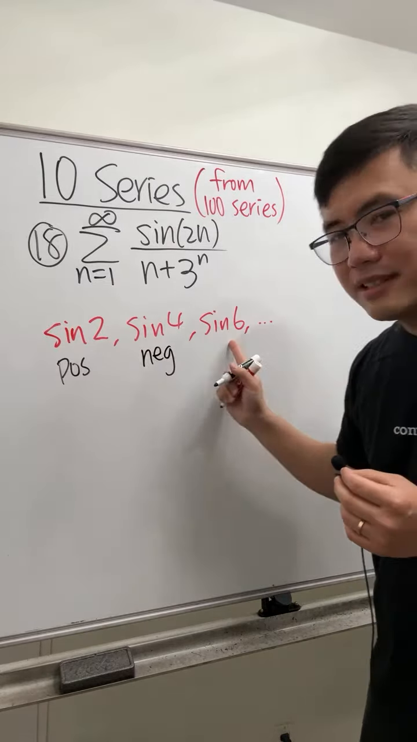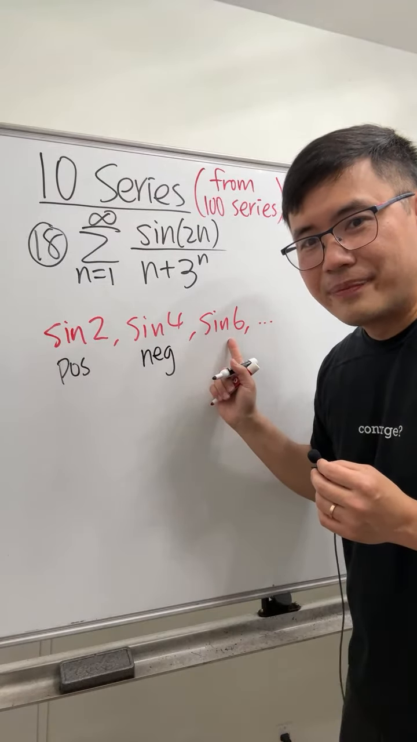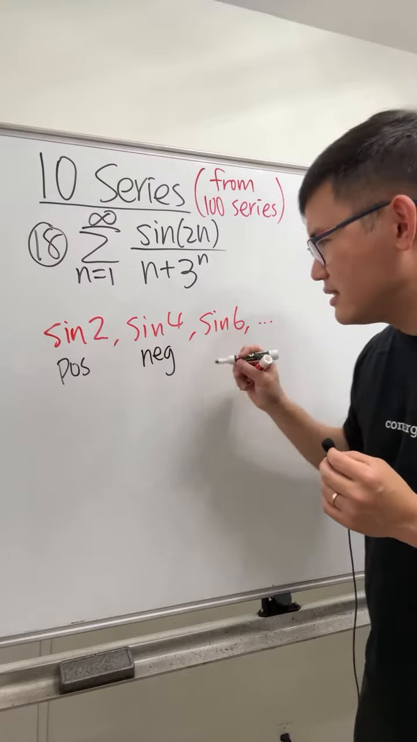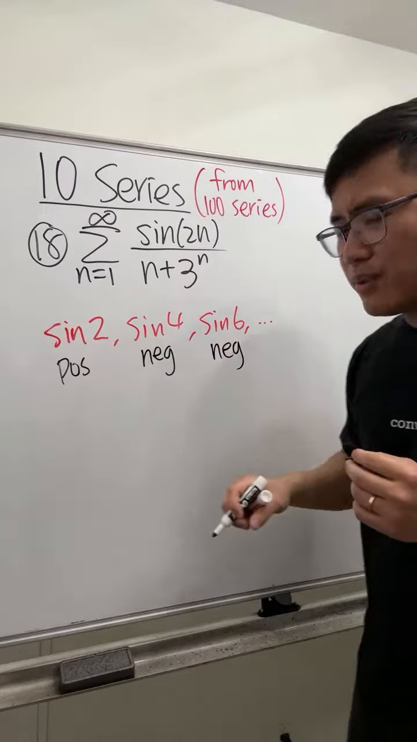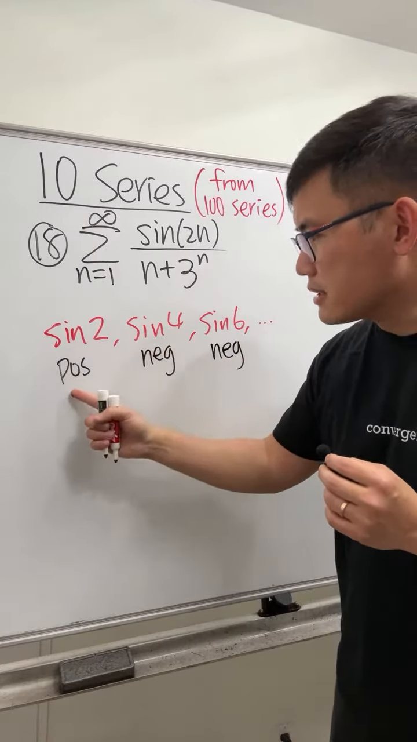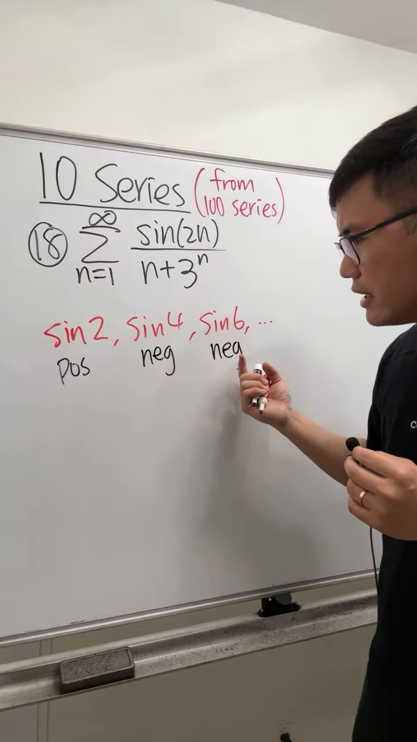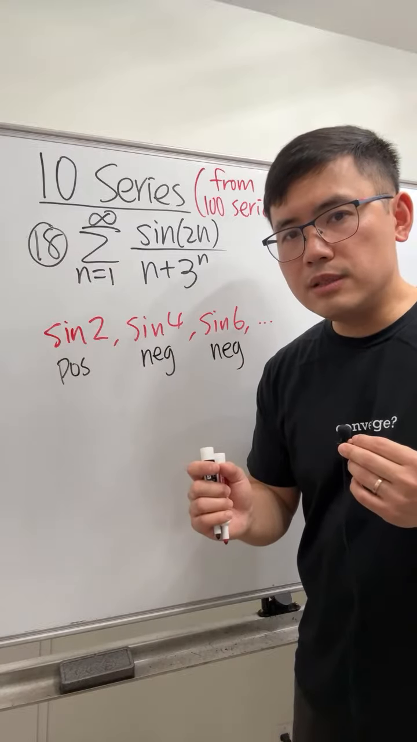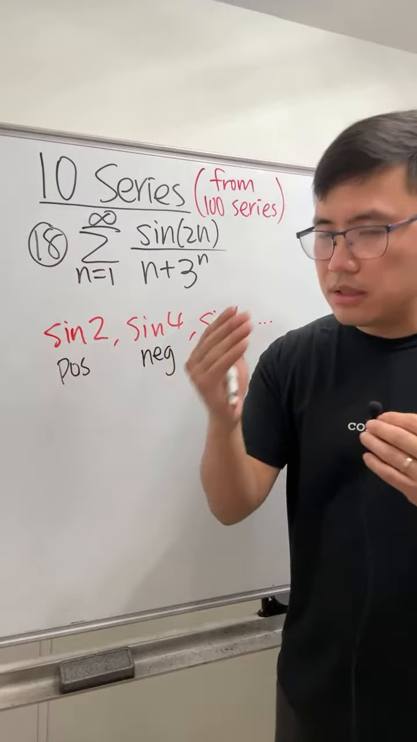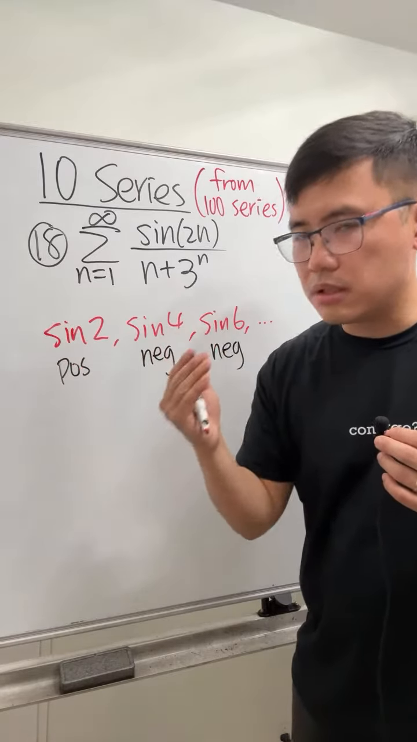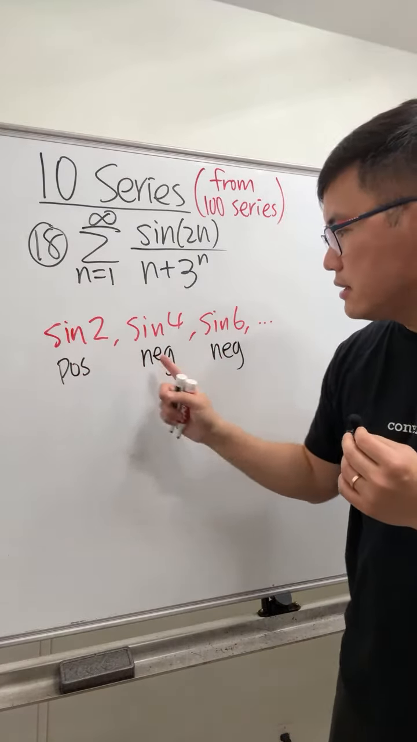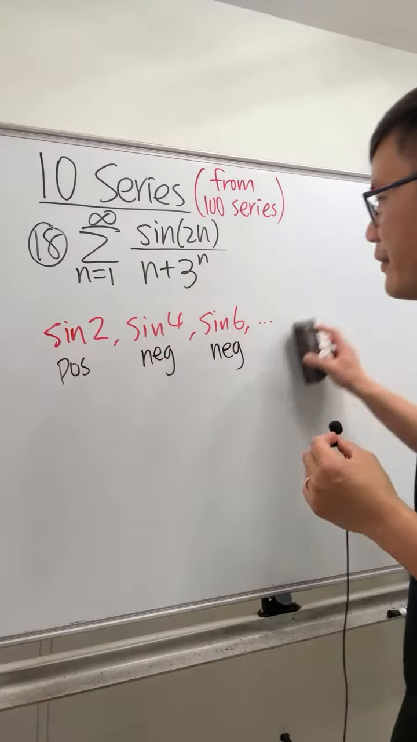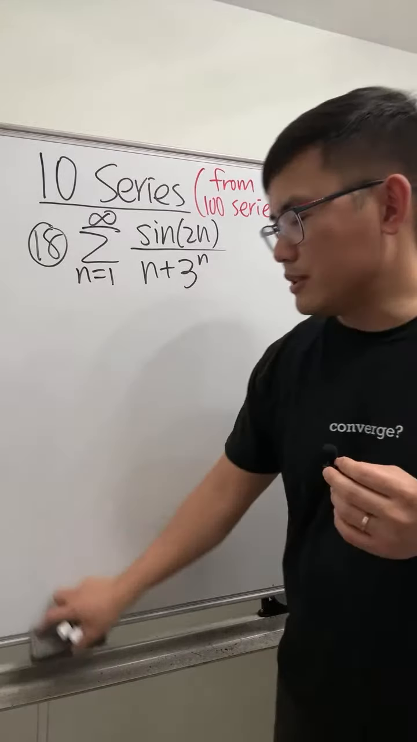How about sine of 6? Be careful with this now. Sine of 6, this is less than 2 pi. This right here is negative as well. So as you can see, the first term is positive, the next term is negative, and the next term is still negative. So this is not alternating in the usual sense. When you say alternating series, we want positive, negative, positive, negative. Or negative, positive, negative, positive. You cannot have positive, negative, negative. Not like that. So unfortunately, no alternating series test.